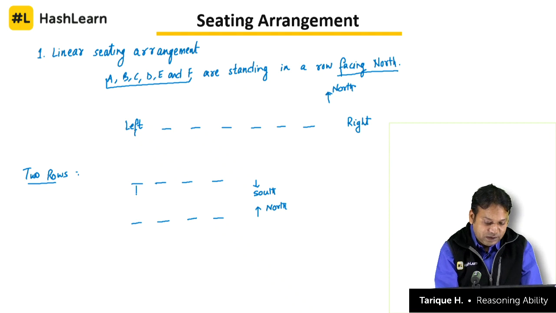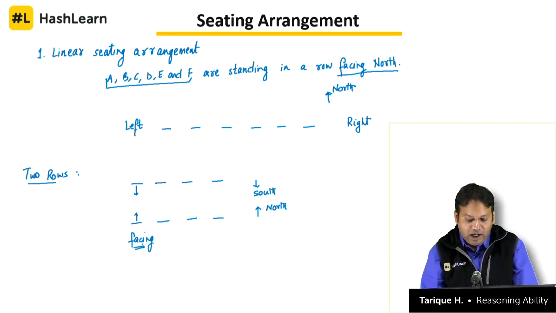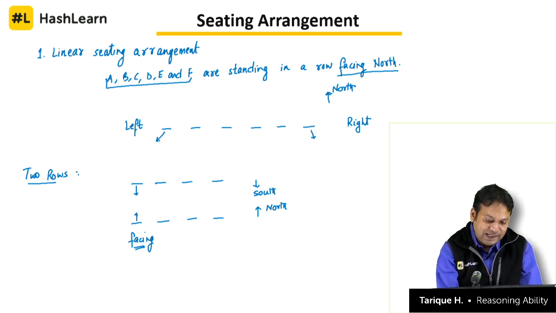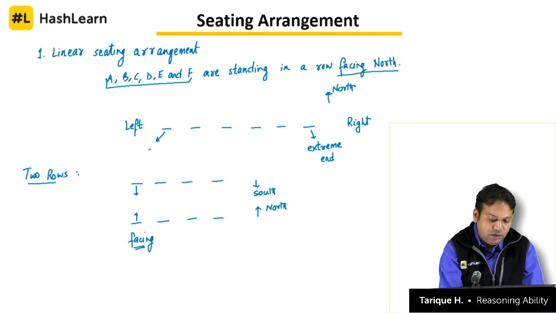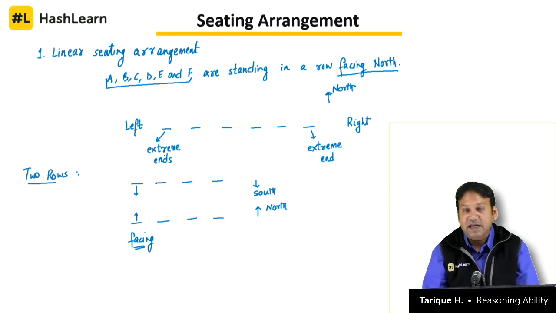For example, this person is facing this person. This is what we mean by facing. If you see the word that one person is facing the other, just understand what it means. And these 2 last positions are what we call extreme ends. So if the question says a person is not sitting at the extreme ends, you should understand the meaning of extreme end. I am just getting you familiar with the terminologies that you will see in a seating arrangement question, so that when you read the question you completely understand what it means.